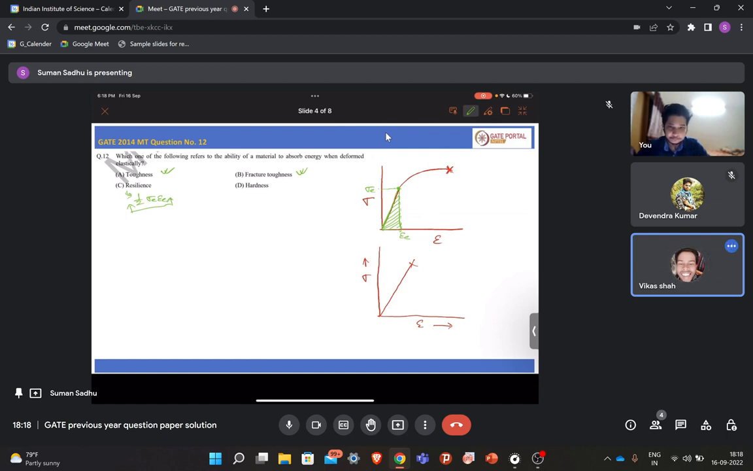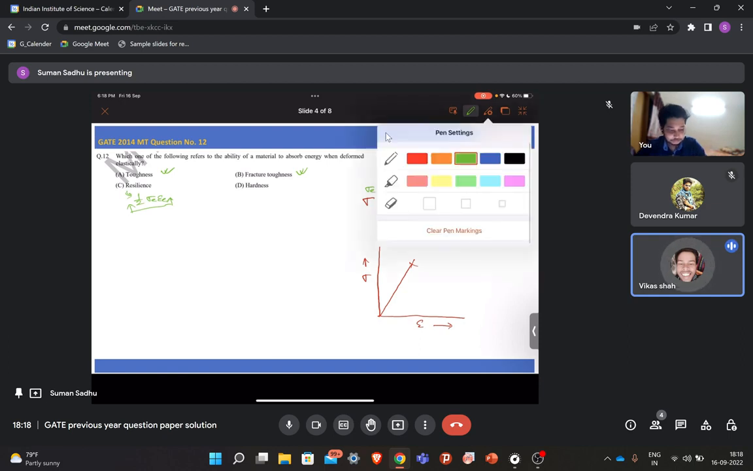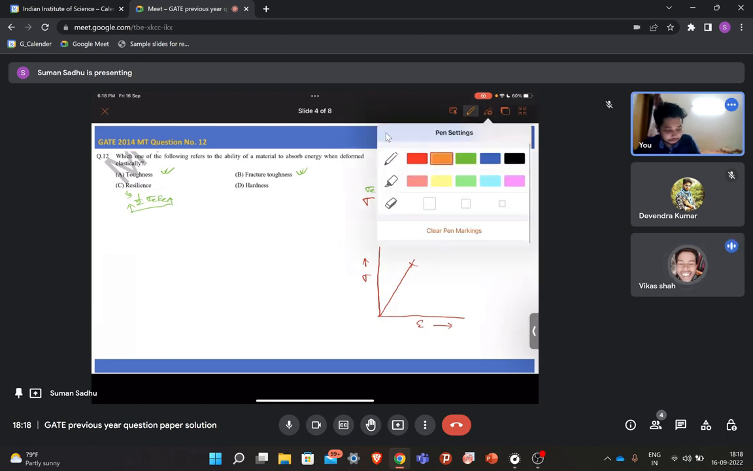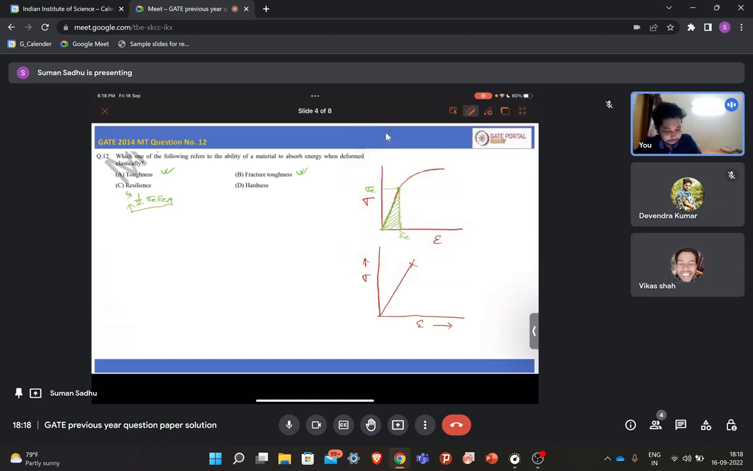Sir, there are two regions, UTS, and after that the fracture. Okay, from yield point, let's say it is increasing and then it is decreasing and then there is fracture here. So let's say this is the UTS. This is the fracture strength. Yes. So now what is toughness? For this material, fracture is happening here.